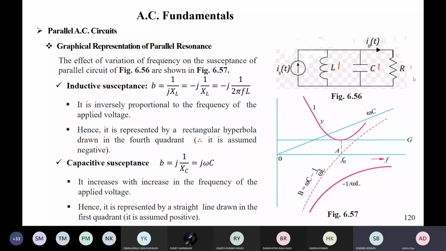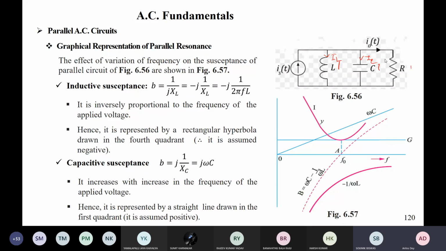And when is resonance supposed to happen? If it is a current source, here we are driving it with a current source, so this is your IL and this is your IC. So when your IL is equal and opposite to IC, you are supposed to get your parallel resonance.